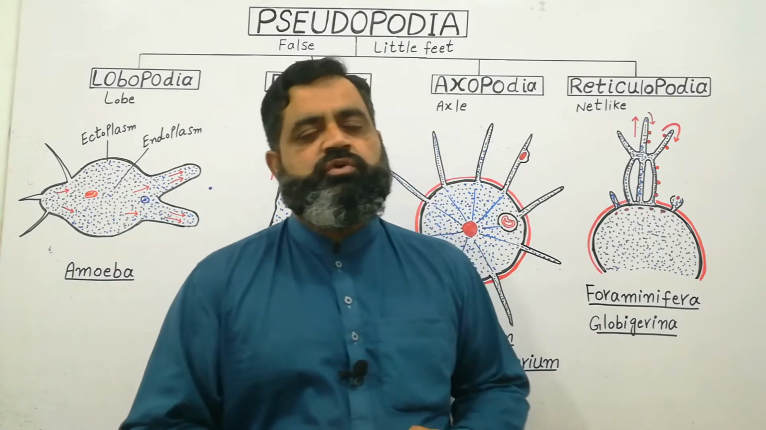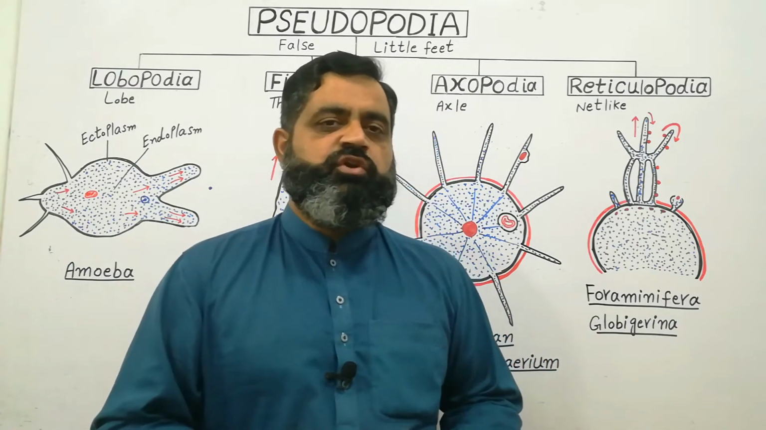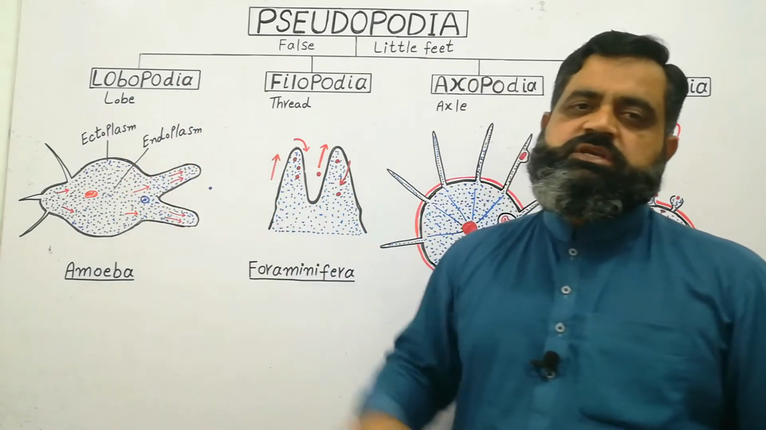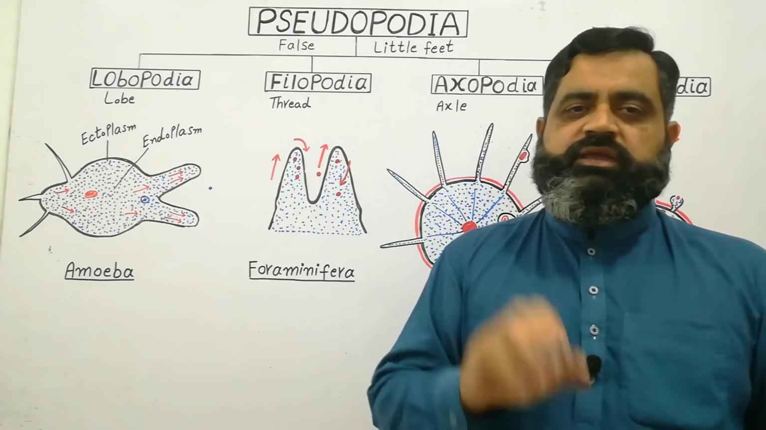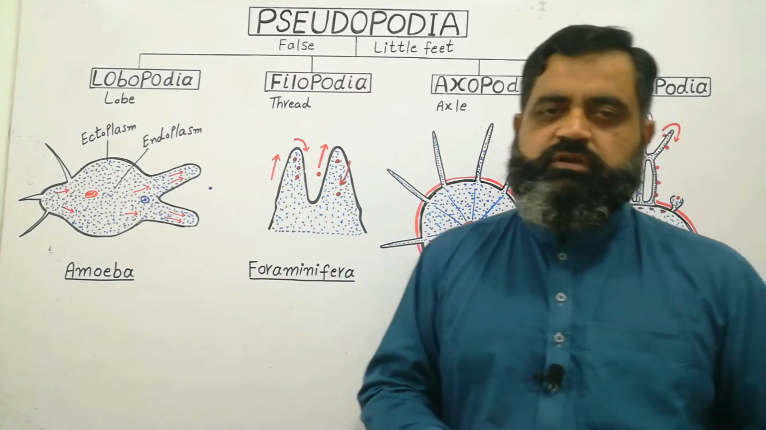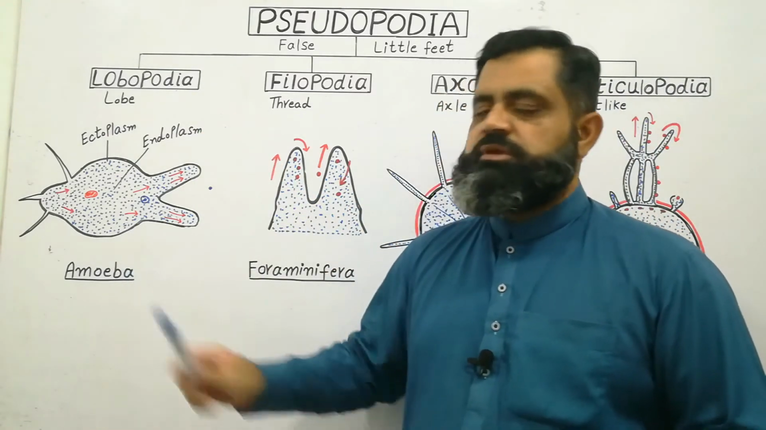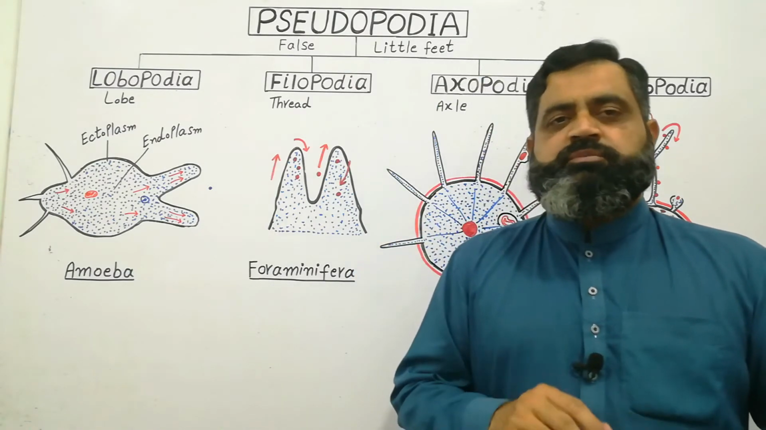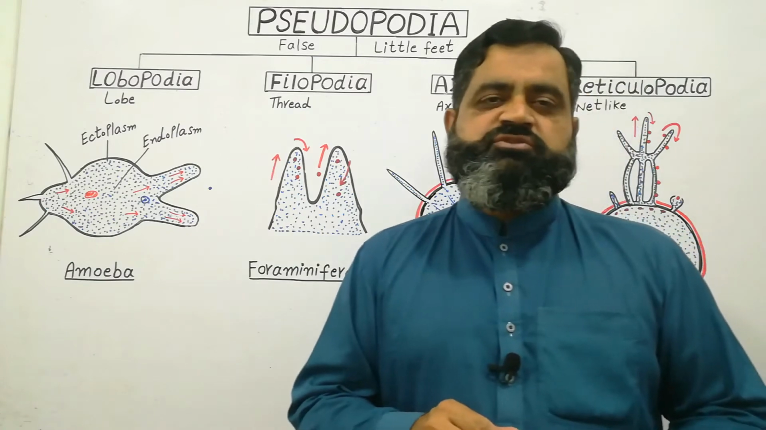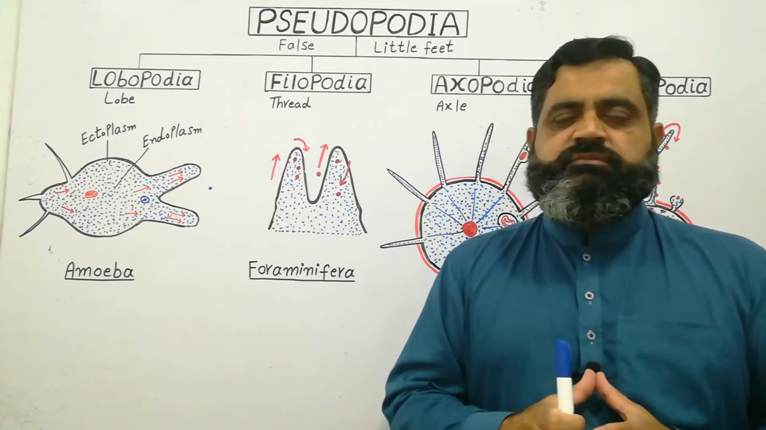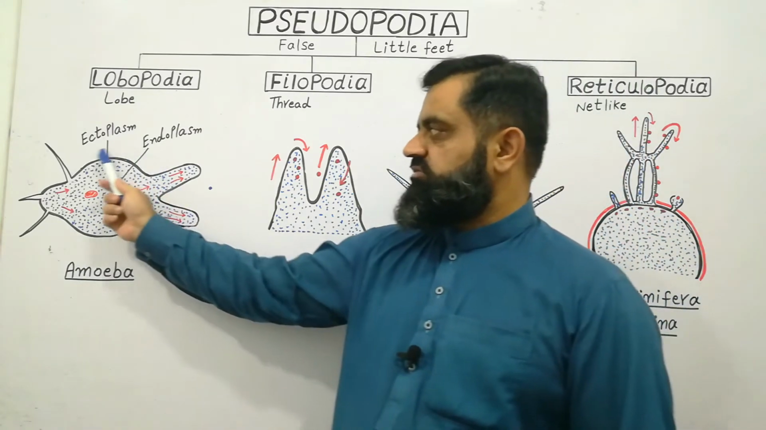First of all, we are going to discuss the structure of Lobopodia. Lobo means lobe because these feet are lobe-like. So that is why we call them Lobopodia. Lobopodia are found in animals which are known as amoeba or amoebae. Amoebae are special protozoans which belong to subphylum Sarcodina. Their body is constantly changing and they do not have any fixed shape.